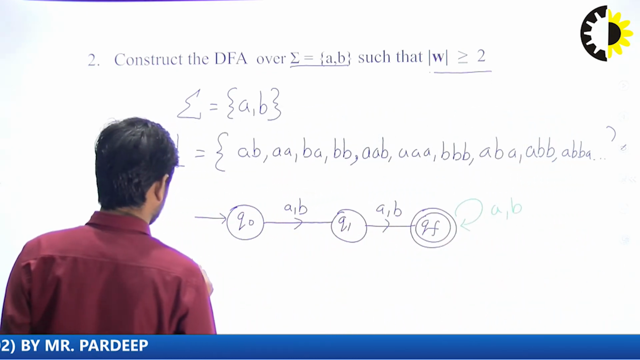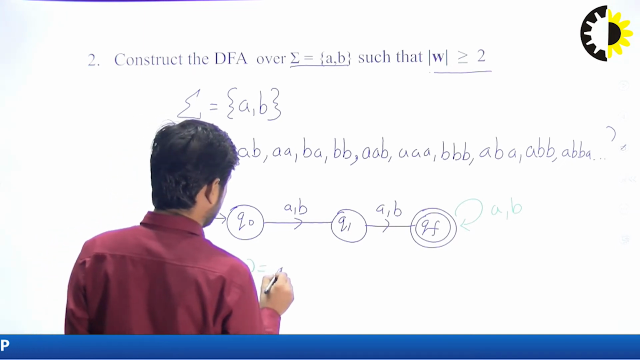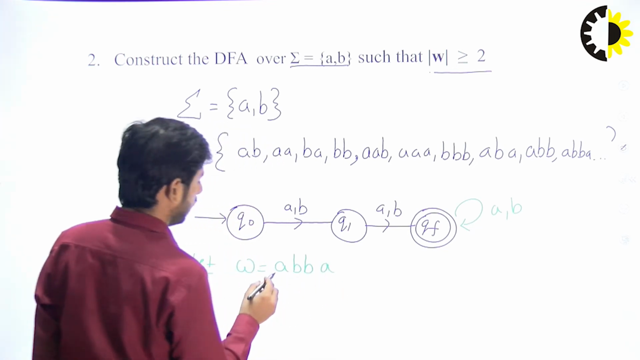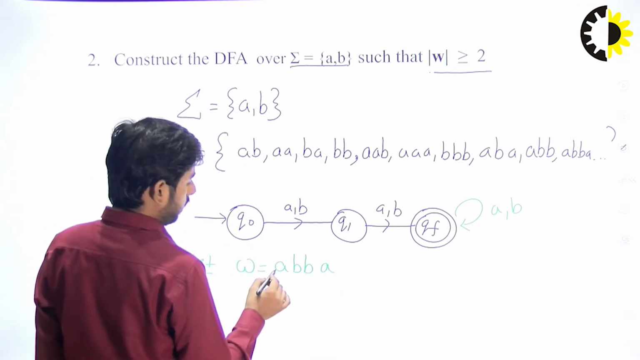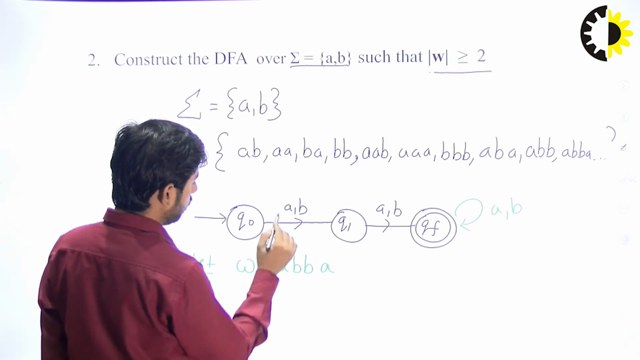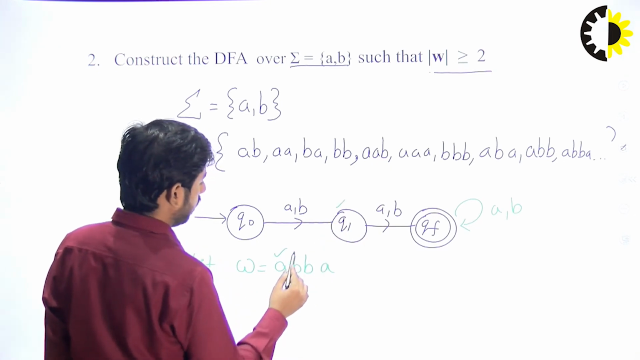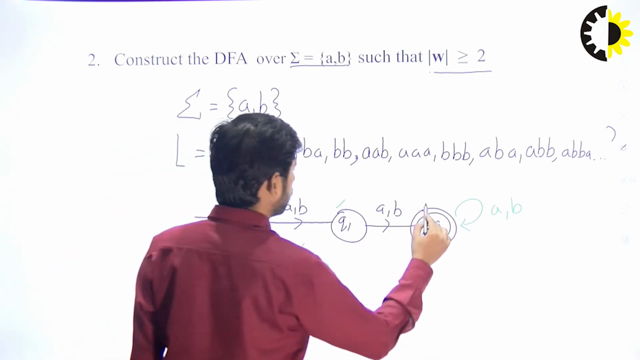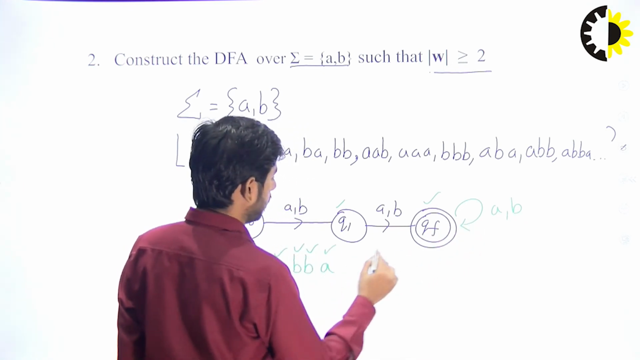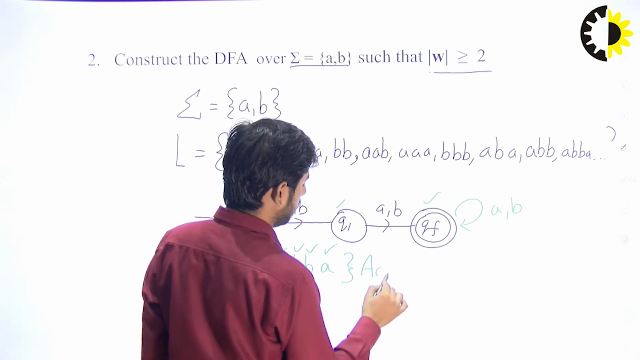So, just for verification purposes, let's take W equal to ABBA. Now we are at state Q0. At Q0, on scanning A it goes to Q1. On scanning B it goes to QF. On scanning B it goes to QF only, and on scanning A it goes to QF. So this string will be accepted.